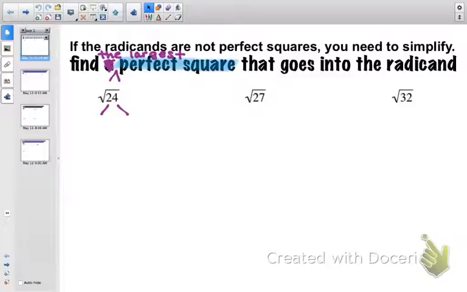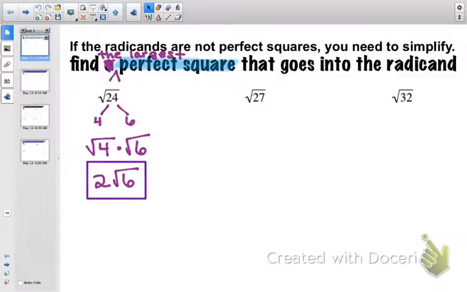So if we look at the square root of 24, the biggest perfect square that goes into 24 is 4. So we write 4, and then we write 4 times what is 24? 6. So then we could rewrite those both underneath radical signs separately. Square root of 4 times the square root of 6 is still equal to the square root of 24. And then we need to reduce that first square root. We know the square root of 4. It's 2. So then that's as far as we can go. We cannot simplify the square root of 6 any further, so that's our final answer.